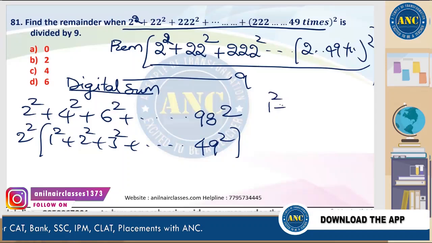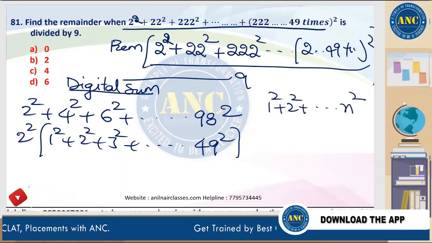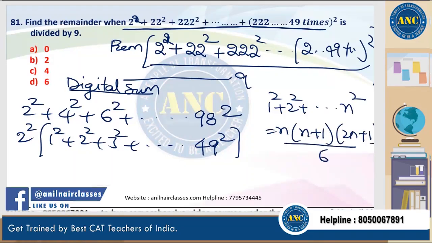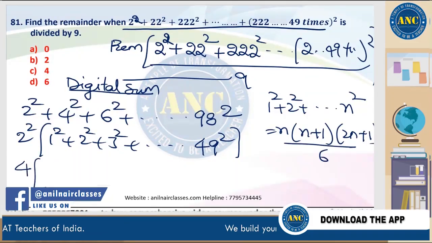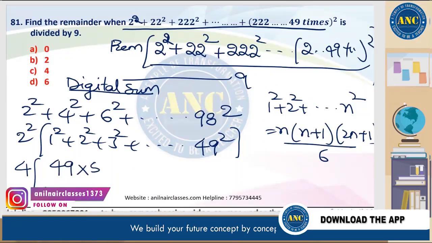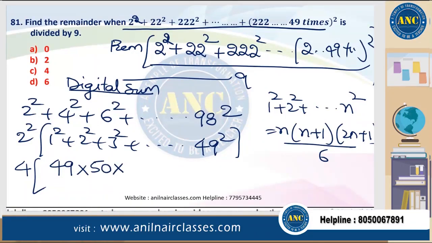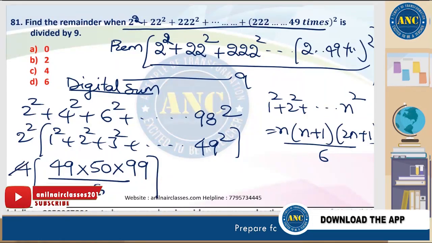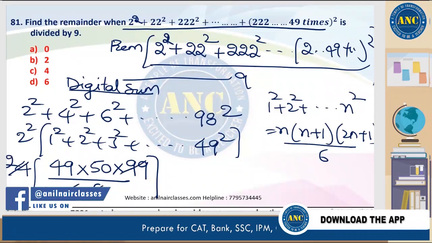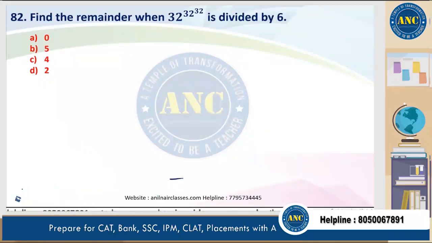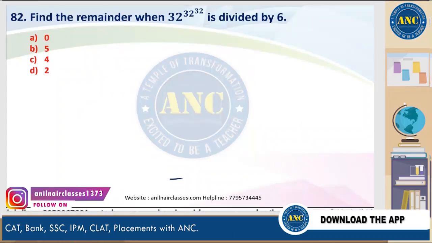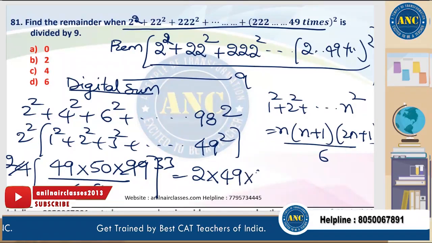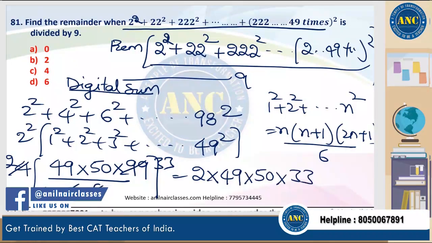We know the sum of the squares of the first n natural numbers, 1 square plus 2 square and so on up to n square, is n into n plus 1 into 2n plus 1 by 6. So this is nothing but 4 into 49 into n plus 1 is 50 into 2 into 49 plus 1, 99, divided by 6. So 2 2s are 4, 2 3s are 6, 3 1s are 3, 33, sir. So this is nothing but 2 into 49 into 50 into 33.